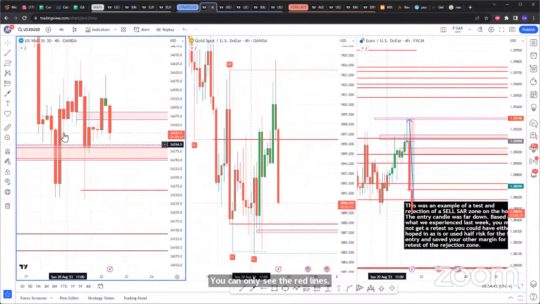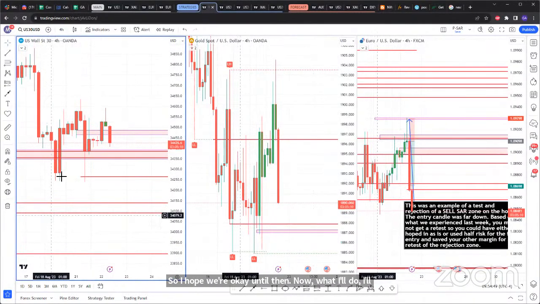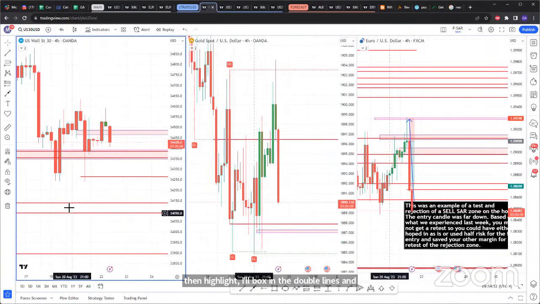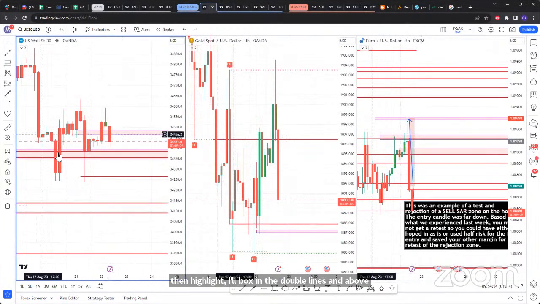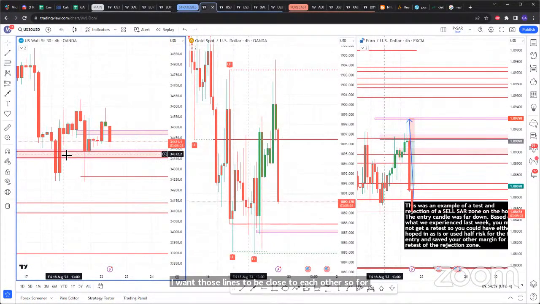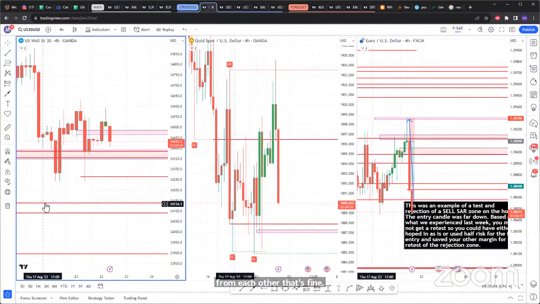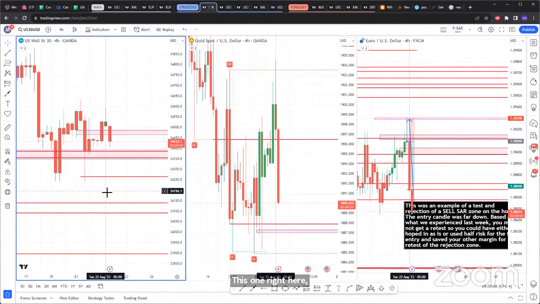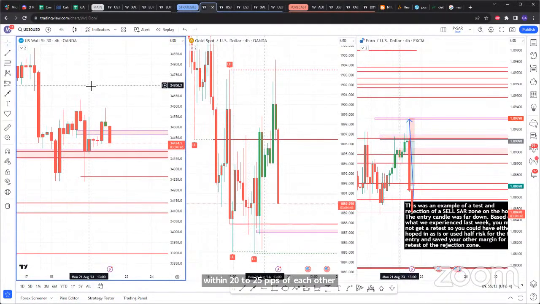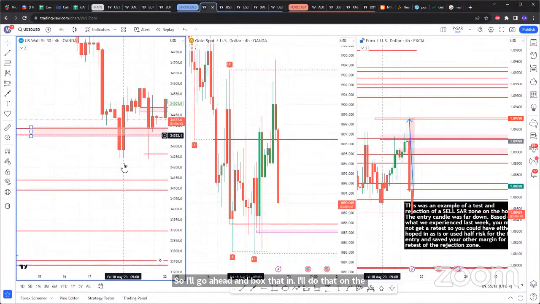Now, what I'll do is box in the double lines and above, the double SARs and so on. Keep in mind, I want those lines to be close to each other. For example, here on US 30, these lines are like 20 pips away from each other. That's fine. This one right here, 137, is about 30 pips, a bit too wide. Double SARs should be within 20 to 25 pips of each other. So I'll go ahead and box that in. I do that on the 4-hour, so you can see here that I've boxed this in.